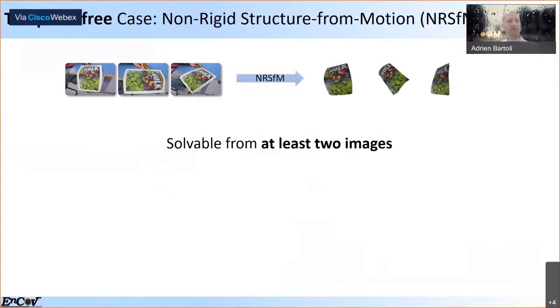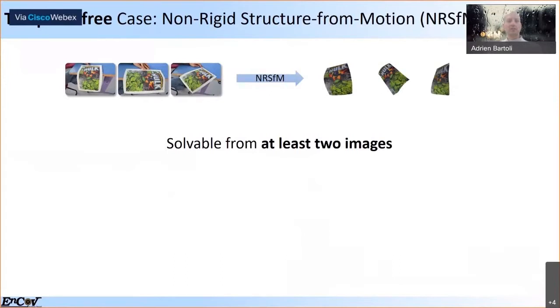So in this case, if we want to be able to do 3D reconstruction, we have to use multiple images, as in this example. So here we have three images of a piece of paper, and we're able, with this algorithm, to reconstruct the three observed 3D shapes. This is a very direct extension of structure from motion to the deformable case, to the non-rigid case, and it's been called in the literature non-rigid structure from motion, NRSFM.